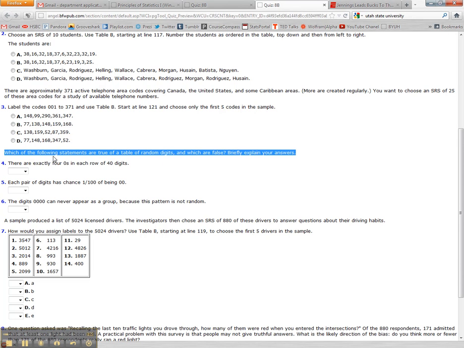Which of the following statements are true of a table of random digits and which are false? Briefly explain your answers. So number 5 says each pair of digits has chance 1 out of 100 of being 0, 0. So check this out.